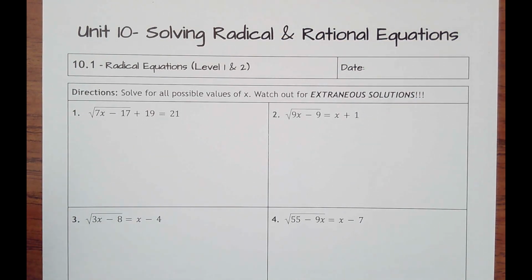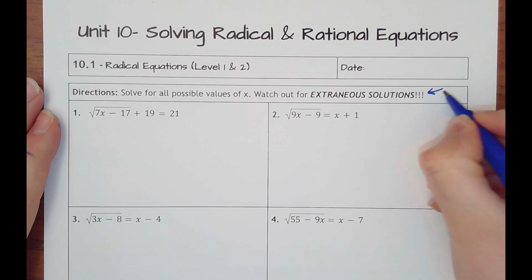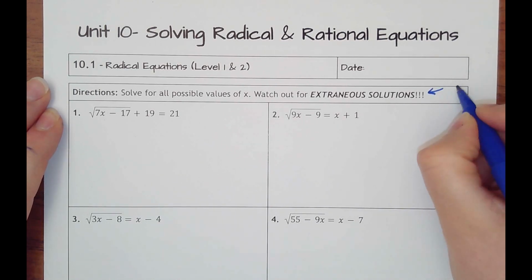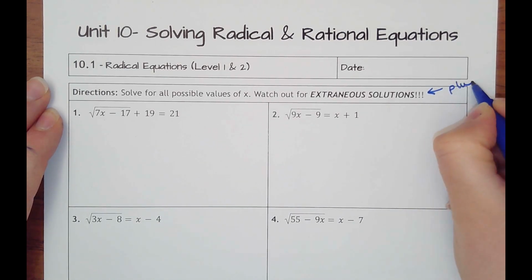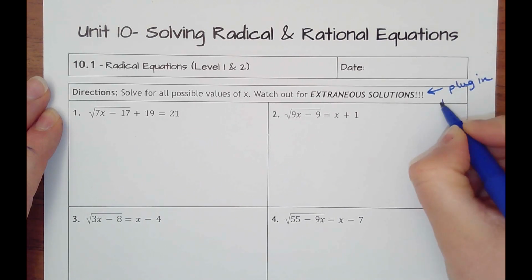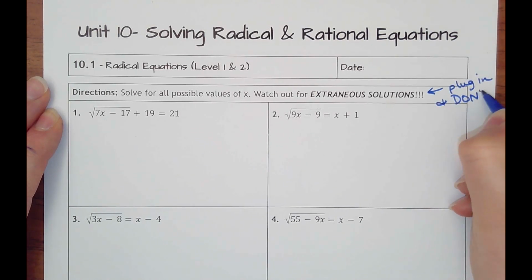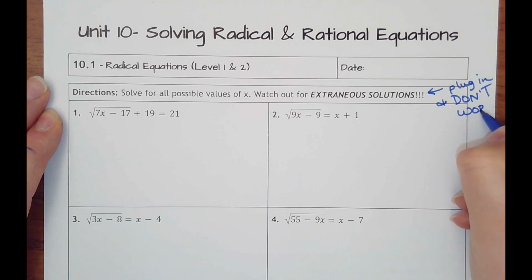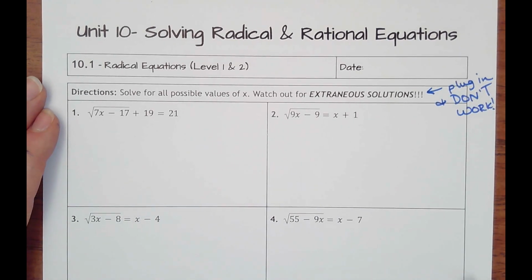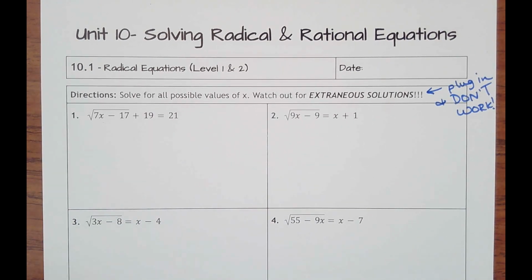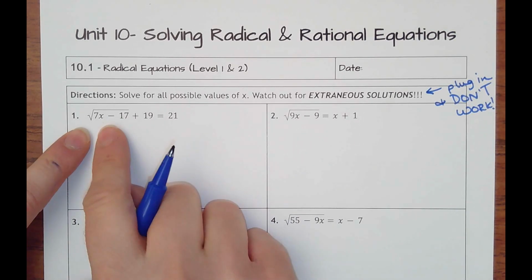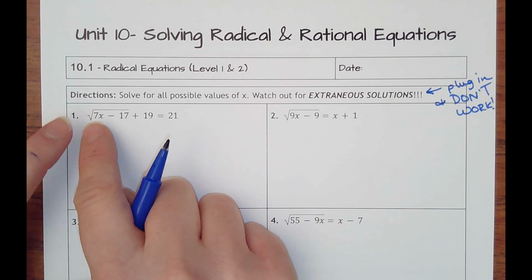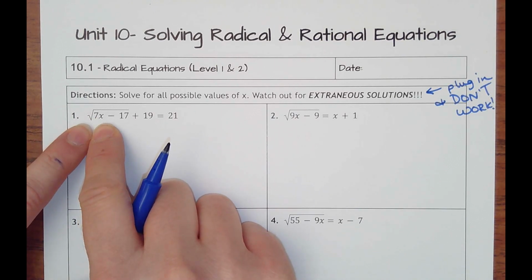Directions say to solve for all possible values of x. Watch out for what's called extraneous solutions. These are when we get answers, but when we check them or plug them in, they don't work. And so then we just discard those answers. They don't actually count. Okay, so unfortunately you will have to check them, but you could just check on a calculator.